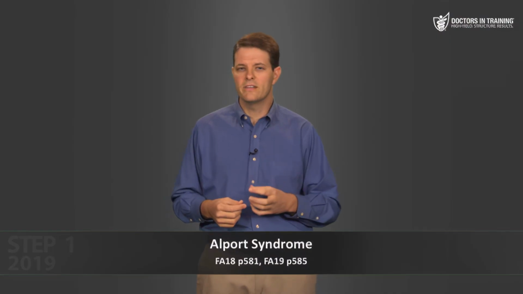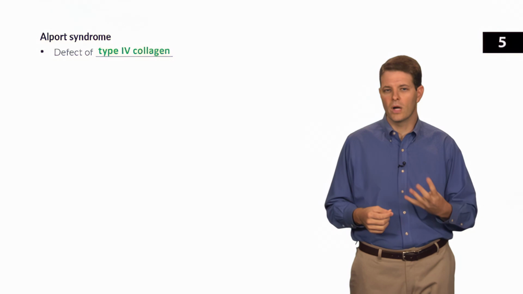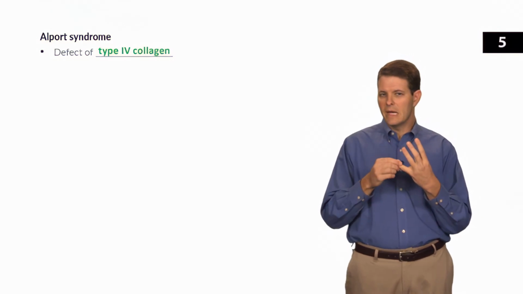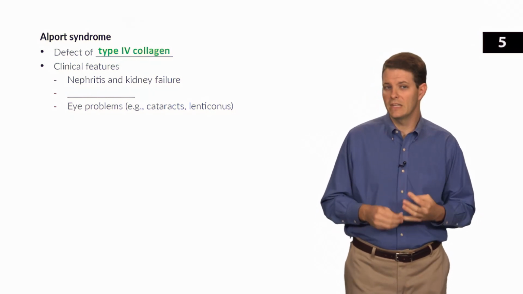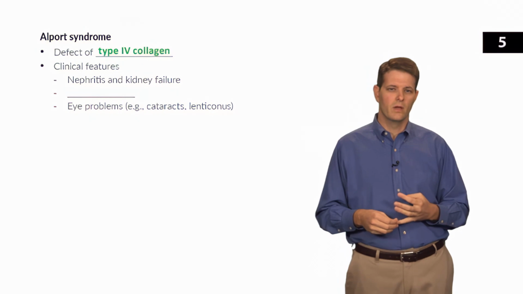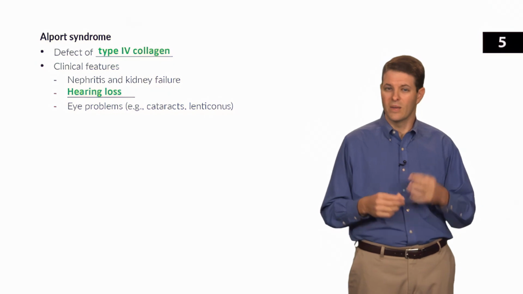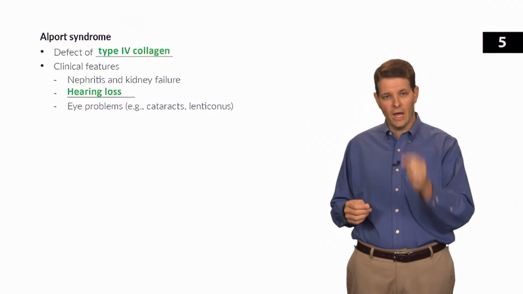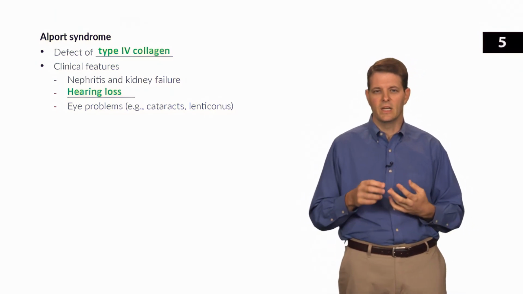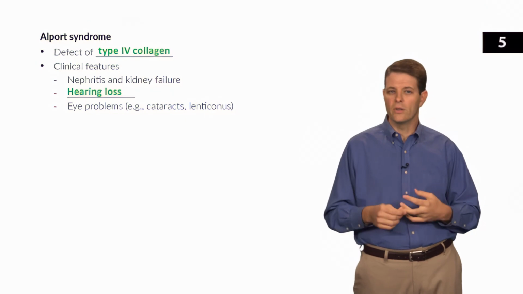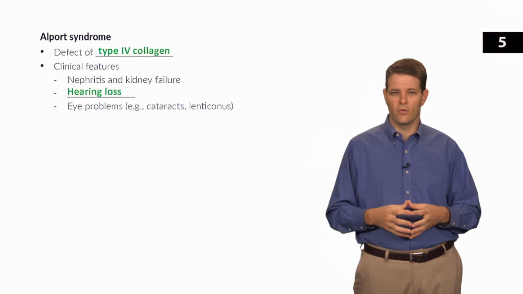Now, one last collagen disease to mention is Alport syndrome. Alport syndrome is a genetic defect of type 4 collagen. Which one was that? That's the BM, the basement membrane. Alport syndrome affects type 4 collagen in the basement membrane of the kidneys, which leads to nephritis and kidney failure. We also have type 4 collagen in the basement membrane of the ears, so these patients can have hearing loss. So kidney disease plus deafness equals Alport syndrome. Then also sometimes you might see eye problems, specifically cataracts or something called lenticonus, where you have thinning of the capsule around the lens because the basement membrane of the lens also has type 4 collagen.